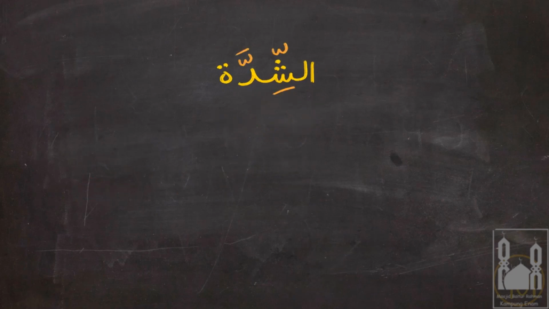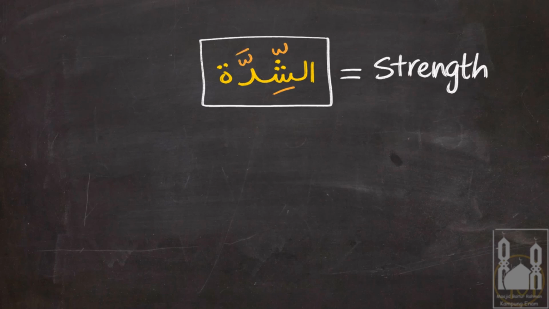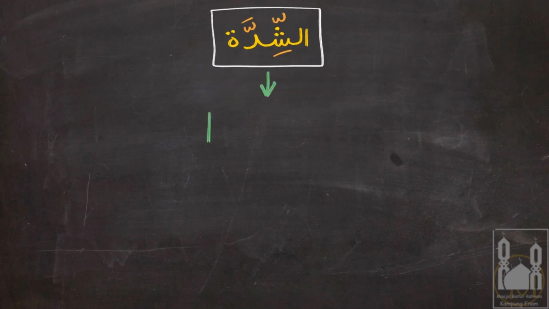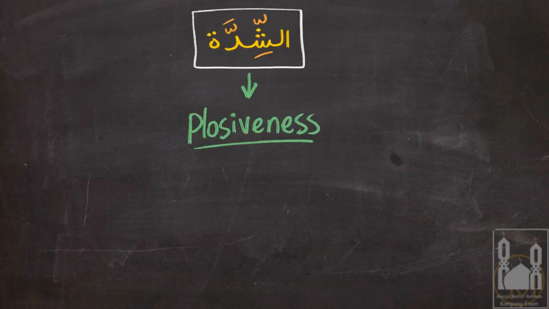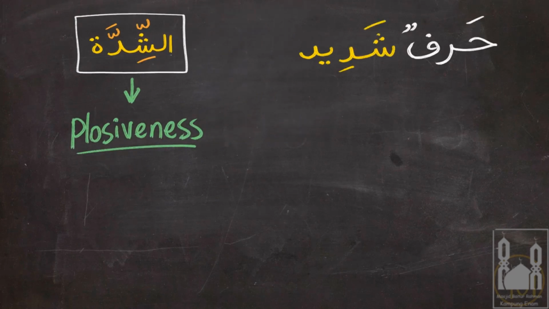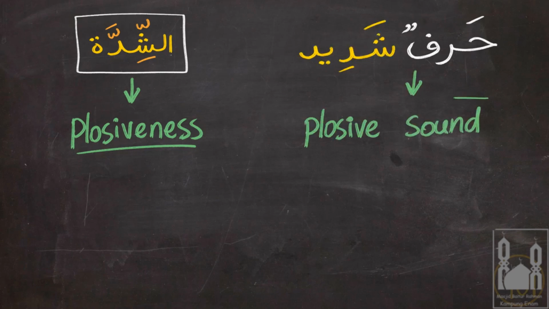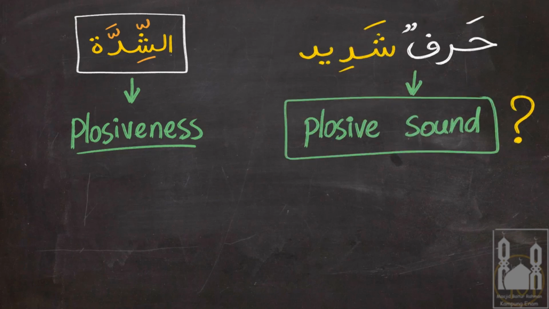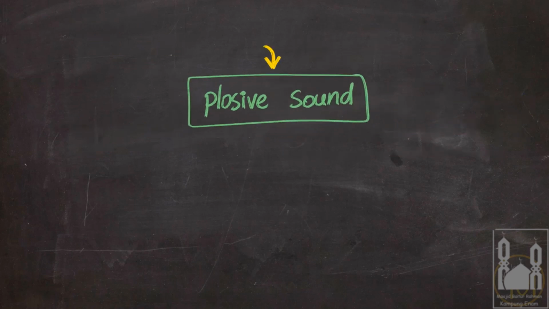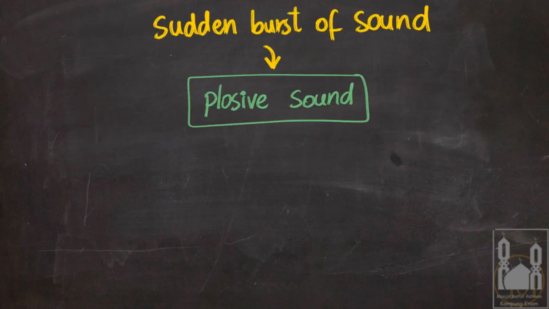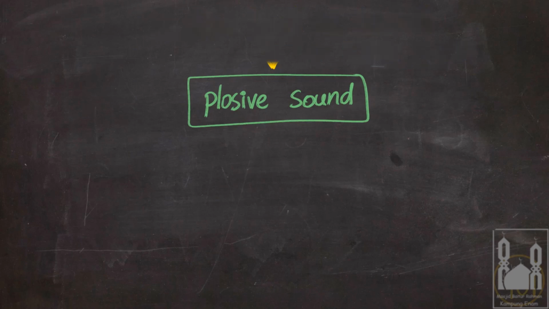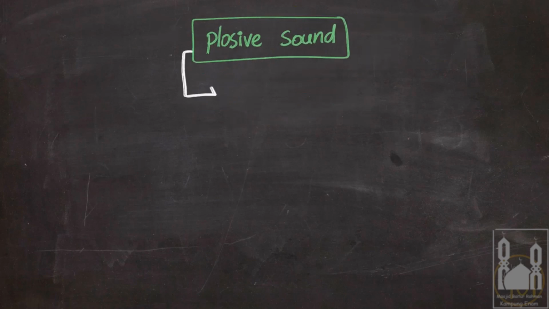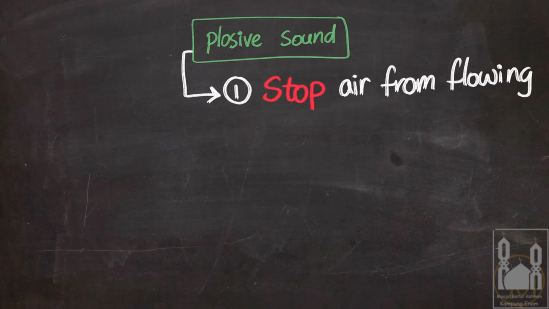In Arabic, الشدة means strength, but in terms of tajweed, it refers to plosiveness. So حرف شديد refers to a plosive sound. What is a plosive sound? From its name, it is a sudden burst of sound that is released with a little degree of force. For a sound to be plosive, it is produced by, first, stopping the airflow at the makhraj, which creates some pressure, and then, second, suddenly releasing this air.